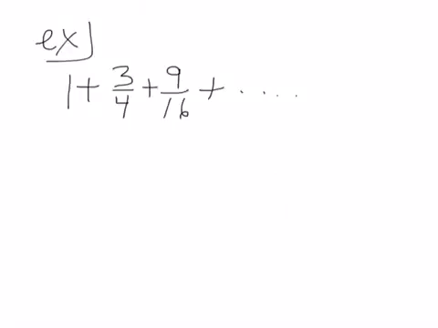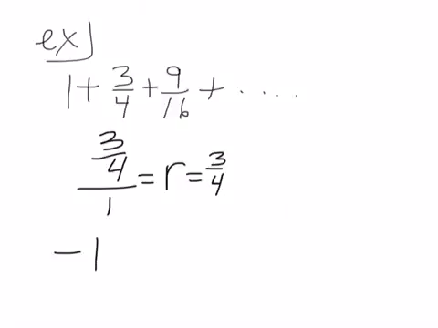Remember, the first thing we need to do is find the R value. The R value can be found by taking any of the numbers. So, for example, we could take 3/4 and divide it by the number that comes before it in the list, which is 1, so you can see that the common ratio is 3/4. Now, for us to be able to do an infinite geometric series, we need the R value to be between -1 and 1. Otherwise, it won't converge or be able to come up with an answer.